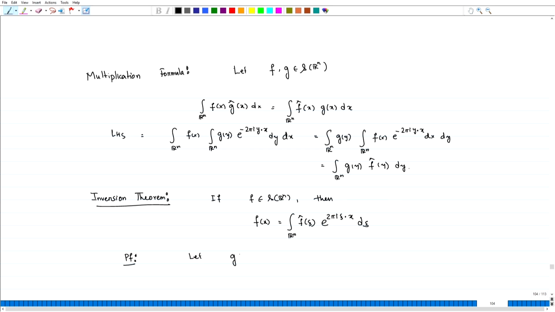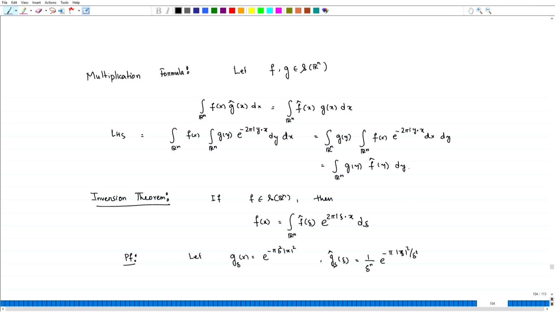Let g of x... I define g delta of x equal to e to the power minus pi delta square mod x square. Therefore, what we can get is that g delta hat at xi is 1 by delta to the power n, times e to the power minus pi mod xi square by delta square. That is what we are going to get.